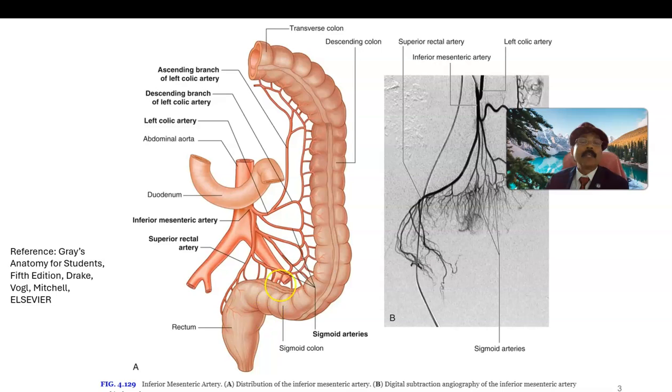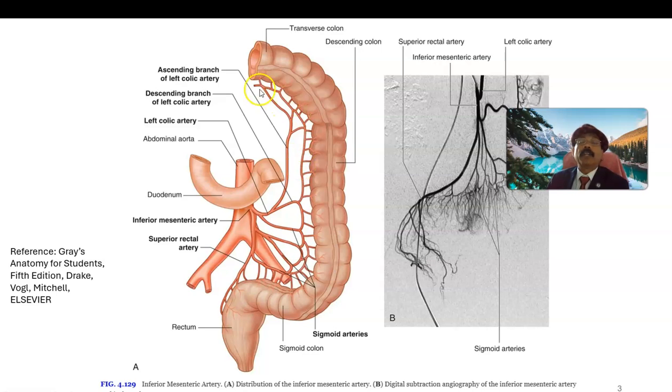So this inferior mesenteric artery has branches like the left colic artery, which again has an ascending branch and a descending branch. Then it has 2 to 4 sigmoid arteries, which supply the sigmoid colon. Then we get the superior rectal artery that supplies the rectum and upper part of the anal canal, anastomosed with the inferior rectal artery and middle rectal artery. The ascending branch of the left colic artery again anastomoses with the superior mesenteric artery through the marginal artery.